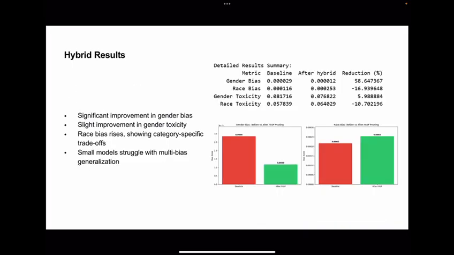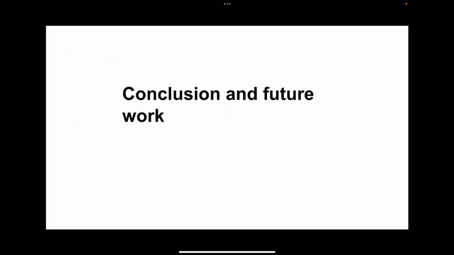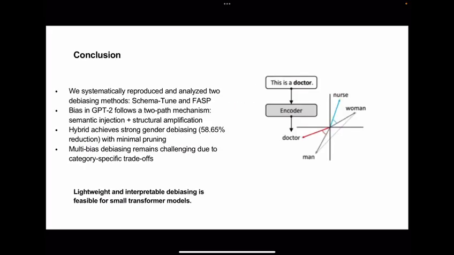In terms of results, the hybrid works especially well on gender bias, reducing it by 58.65%. However, for race bias, the model shows an increase. This suggests that small models like GPT-2 have limited capacity, and improving one type of bias may unintentionally worsen another. Overall, our work shows that debiasing can be lightweight and interpretable. By reproducing Schema-tune and FAST, we found that bias follows two paths inside transformers, semantic injection and structural amplification. The hybrid addresses both levels and achieves strong improvements with minimal pruning.